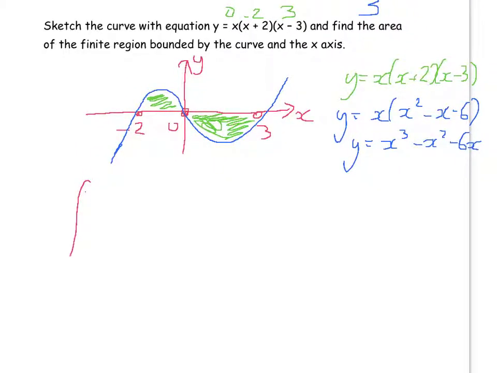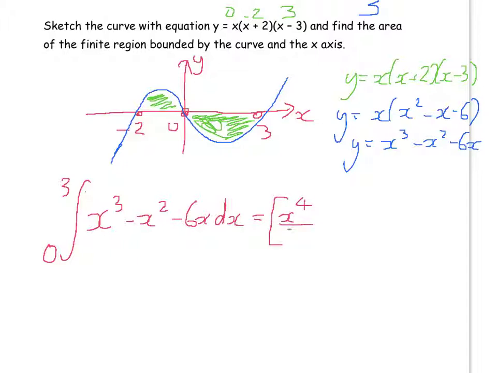So let's integrate x cubed minus x squared minus 6x dx between 3 and 0, and we're also going to do it between 0 and minus 2, but let's do it one at a time first. So between 3 and 0, it's x to the power of 4 over 4 minus x to the power of 3 over 3 minus, it's going to be x squared, so it's going to be 6 divided by a new power 2, which is 3. Okay, and plus our constant. And that's going to be between 3 and 0.